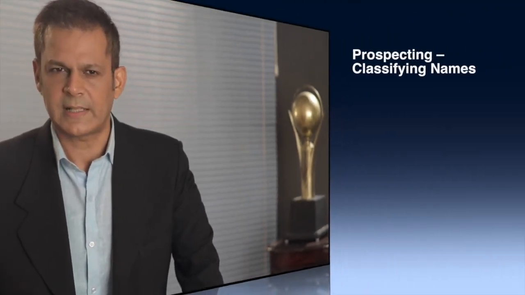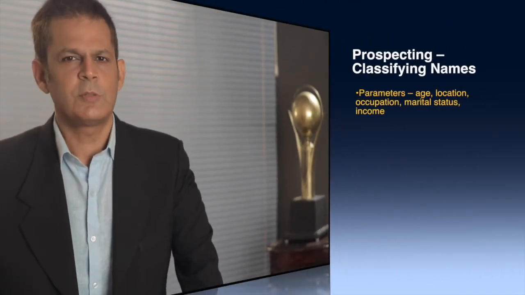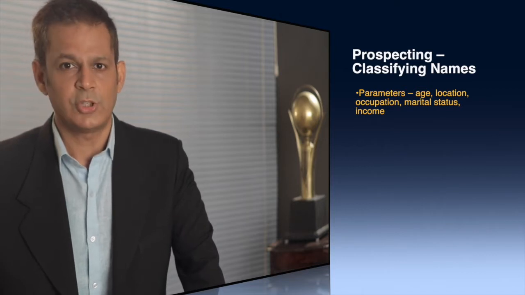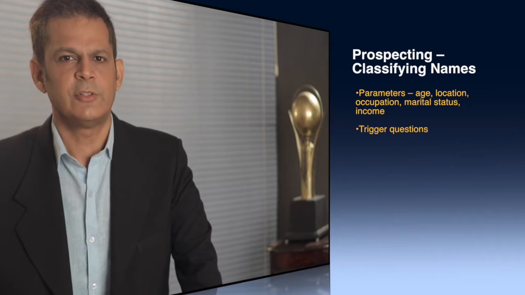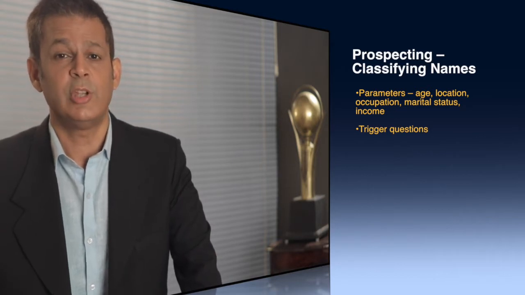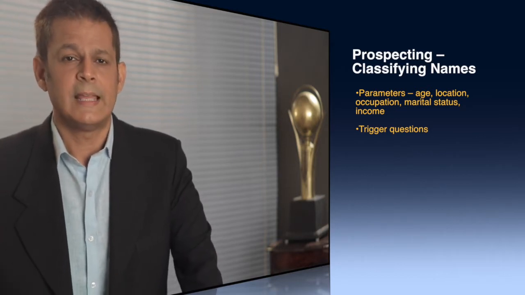The next step is classifying these names. Use parameters like age, location, occupation, their marital status, income and their contact number so that you have everything you need at a glance. In order to shortlist these names, ask yourself a few trigger questions like who has recently shifted residence, purchased a new house, changed jobs, gotten married, had a child, bought a car, etc.